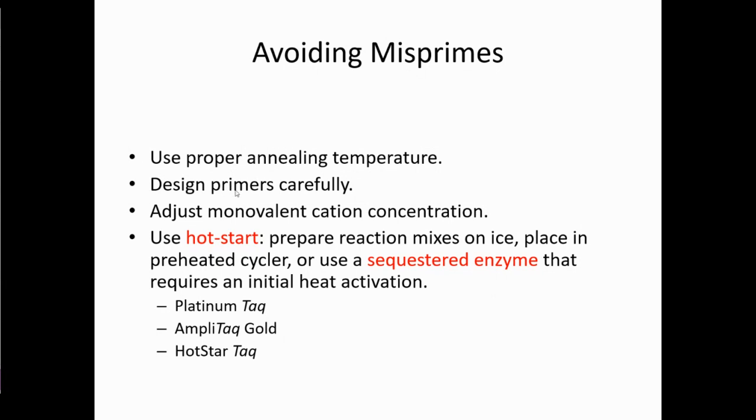So that's the primer. Design the primer carefully, and then adjust the monovalent cation concentration. Use the hot start. Prepare the reaction mix on ice. That's the standard procedure. You always prepare the PCR mix on ice, all right, before you start a reaction. And always add the enzyme as the last step, right before you put the reaction into the thermocycler. Okay, that's how you avoid the misprime.